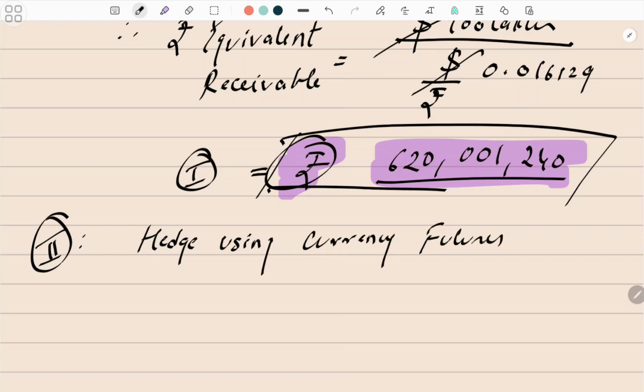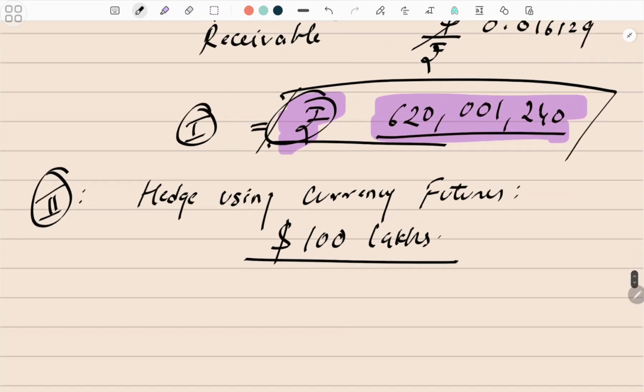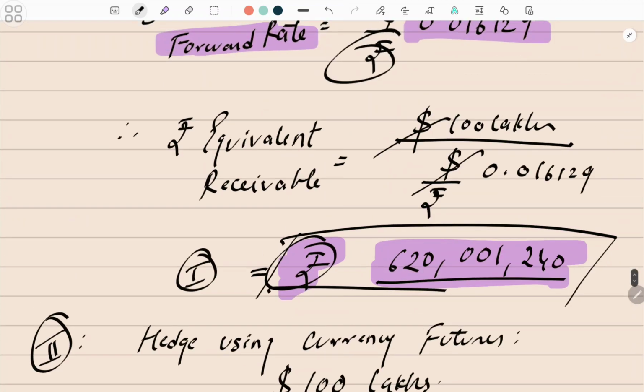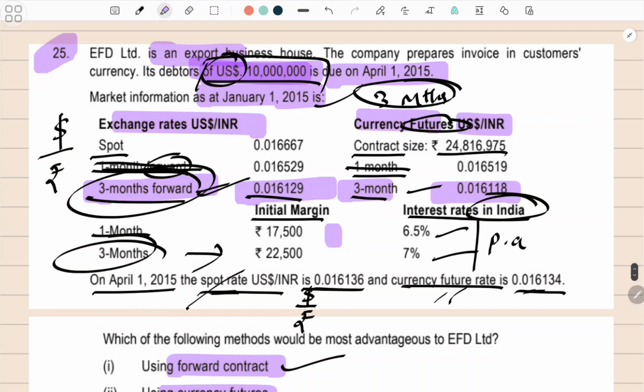currency futures. Okay, so once again the same thing, I'm not writing the entire thing, but say the exposure is $100 lakhs divided by the rate, which changes, but similarly dollar by rupee is the quote, it's a rupee quote even for futures. If you see this, I'll rub out the entire thing for a minute.